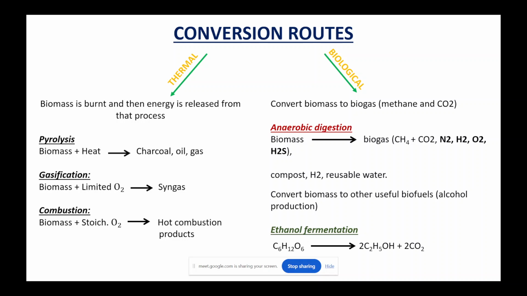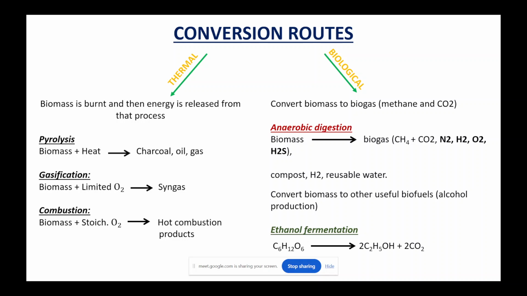However, in biological conversion routes, what we need to take care of is that the solid content needs to be only up to 8 percent, and the rest of the raw material, or the feed, is usually water. So this is a very important difference between thermal conversion and biological conversion routes.